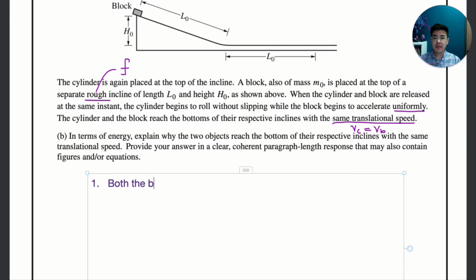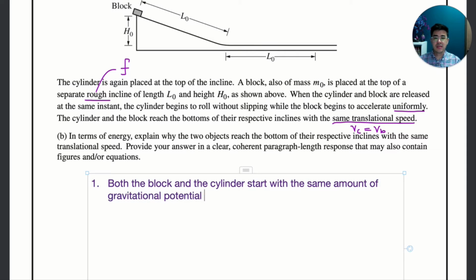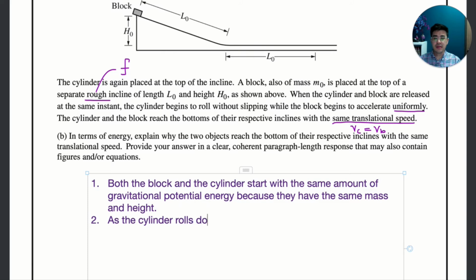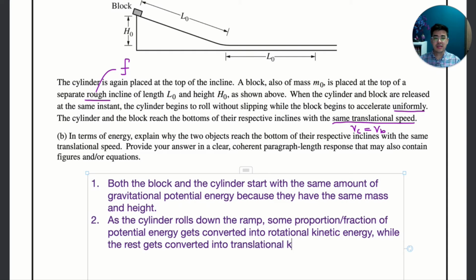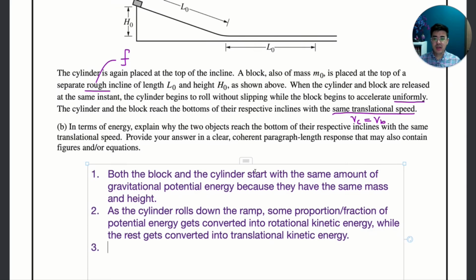Both the block and the cylinder start with the same amount of gravitational potential energy because they have the same mass and height, something like that. As the cylinder rolls down the ramp, some proportion or fraction of potential energy gets converted into rotational kinetic energy, while the rest gets converted into translational kinetic energy. So that's just describing the motion of the cylinder.